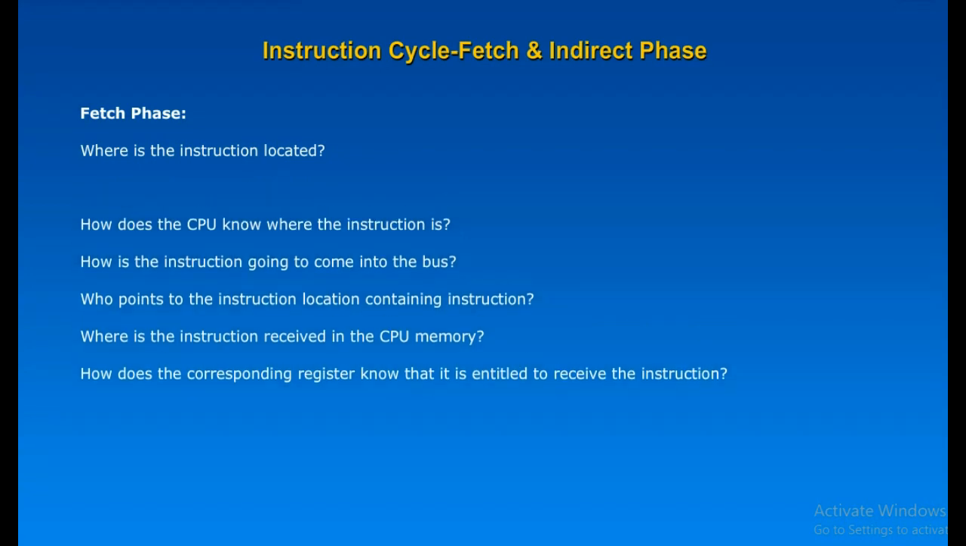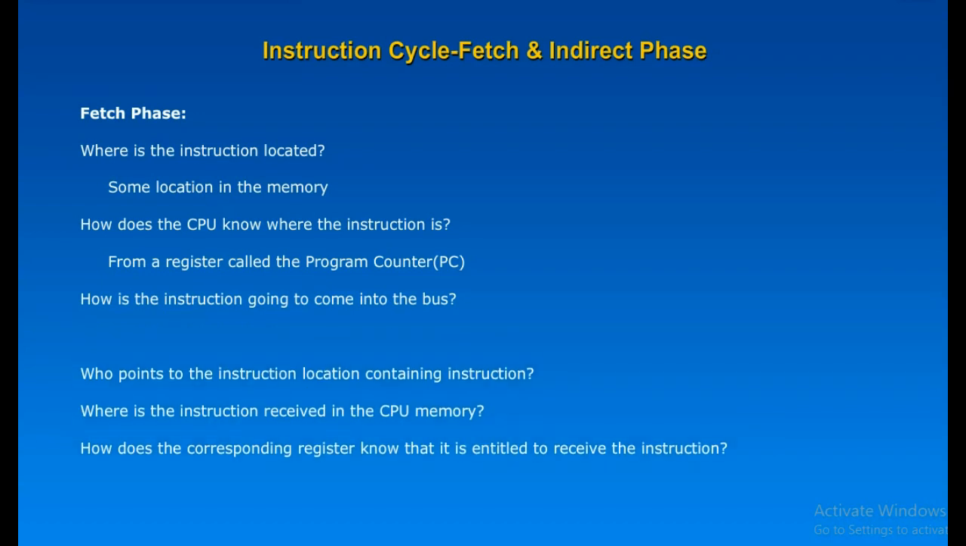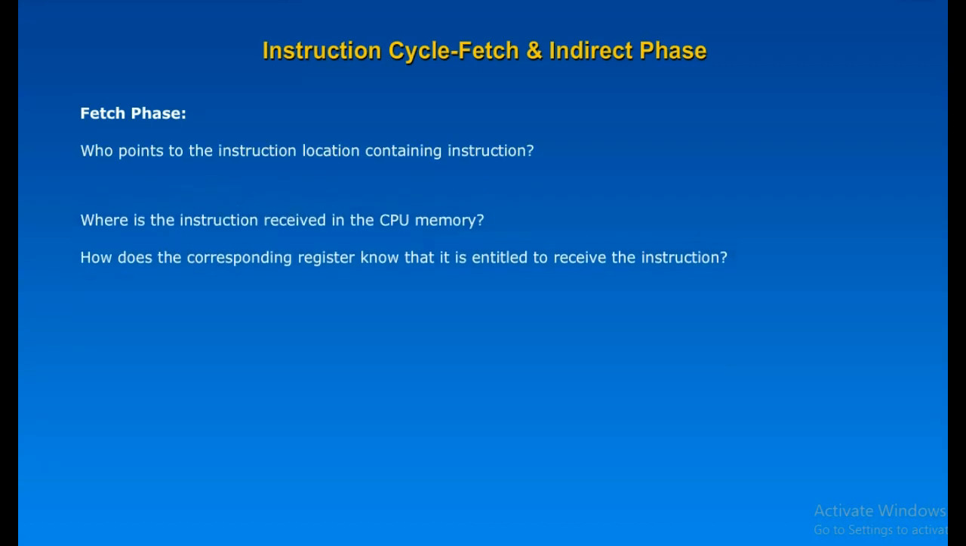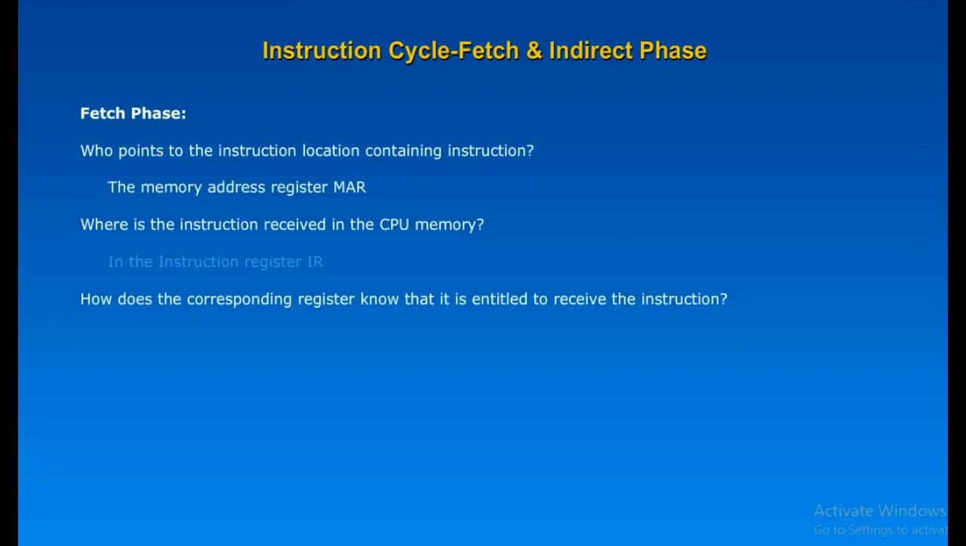1. The instruction is at some location in the memory. 2. From a register called the program counter PC. 3. Through the relevant control signals to the memory. 4. The memory address register MAR. 5. In the instruction register IR. 6. By the control signals to the register.